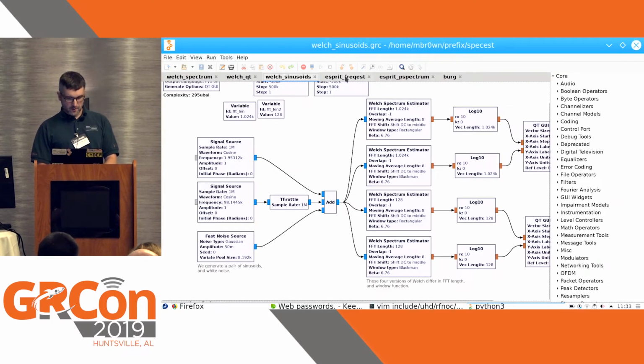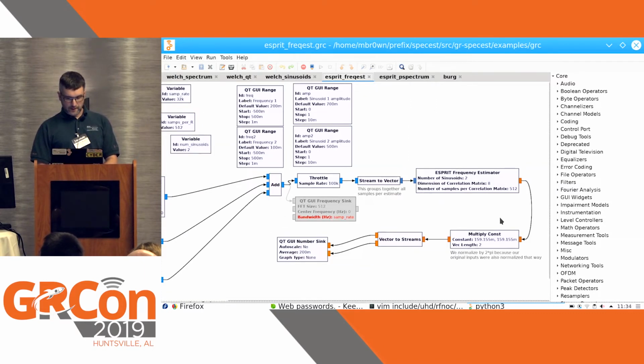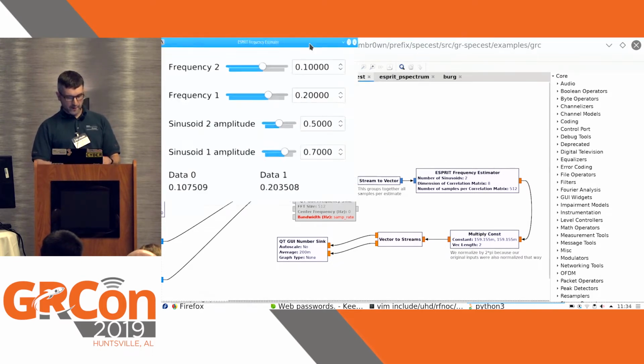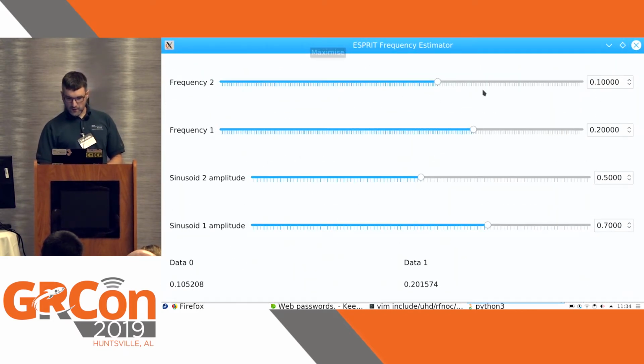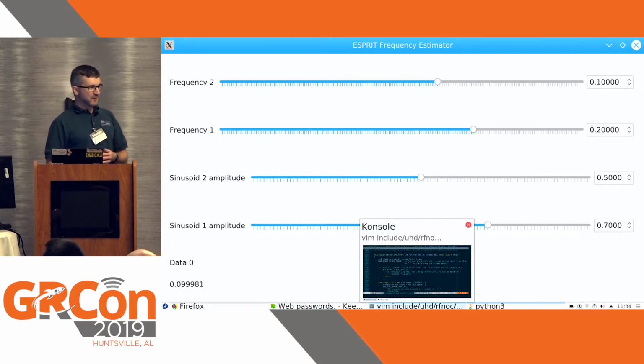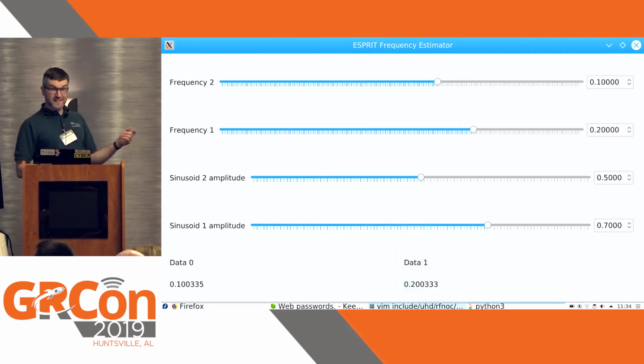A very similar setup here. I have noise, I have two sine waves, and here's my ESPRIT frequency estimator. It has some parameters, which I will go into in a sec. I'm going to hit run, and this is my output. I have two frequencies going in, 0.1 and 0.2 normalized, and I have two outputs, 0.1 and 0.2. This is kind of unexciting. If you look at it, you feel like, well, it's just boring. Those are just numbers. But that's exactly what you wanted.